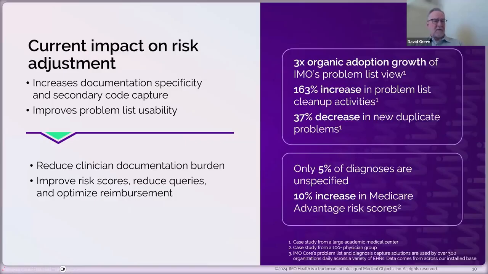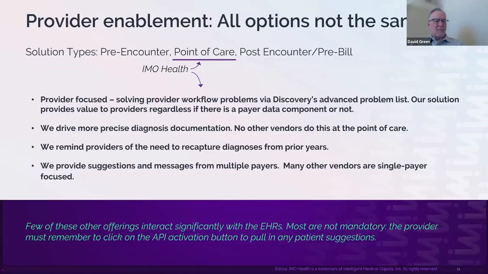37% decrease in new duplicate problems. Only 5% of diagnoses are unspecified. A 10% increase in Medicare Advantage scores is what we've seen typically, which is incredibly strong. Other vendors do not offer that at the point of care, and they can't offer that really because they don't have the code mapping foundation layer that we have through our deep technology stack that we have in EHRs currently.